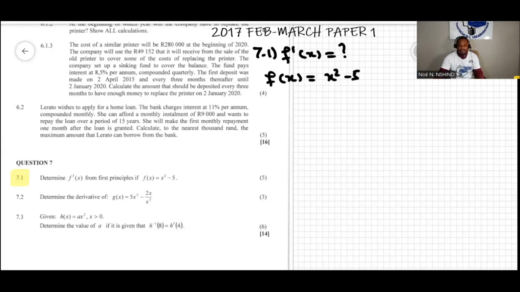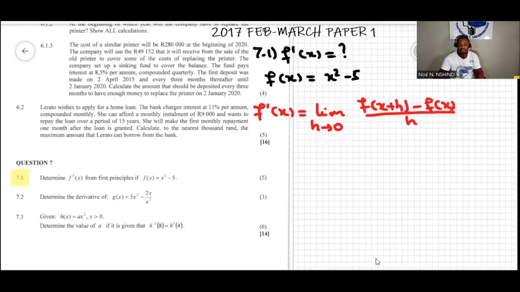Now, how can we do that? I prefer to write the formula first for getting the derivative from the first principle. So f prime of x from the first principle is given by the limit of f of x plus h minus f of x, all over h, as h approaches 0.